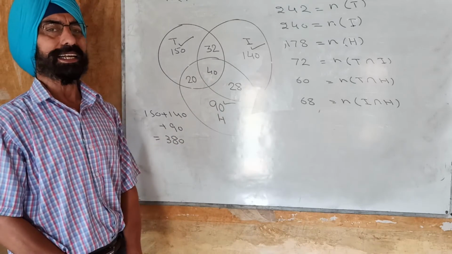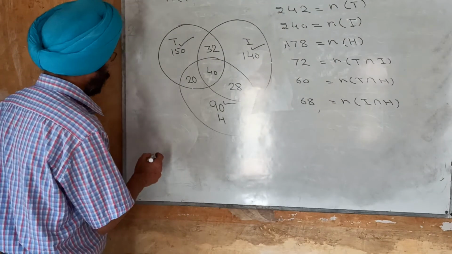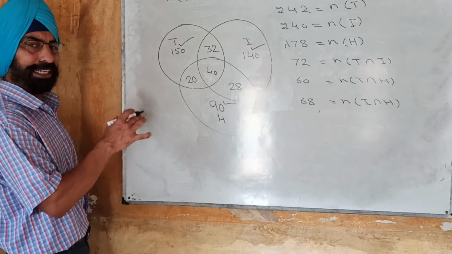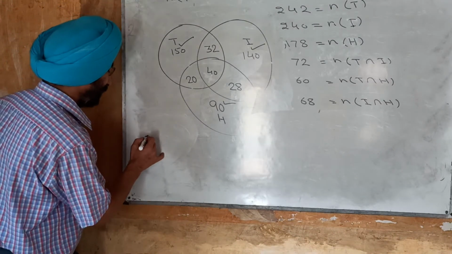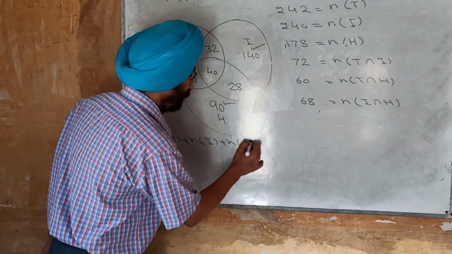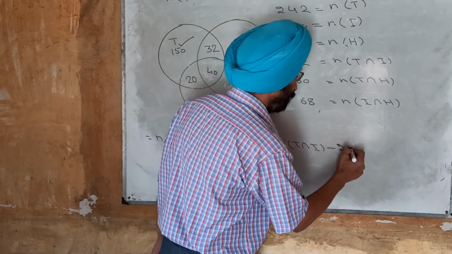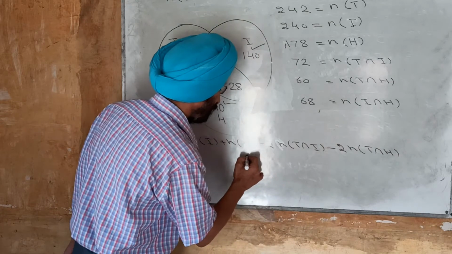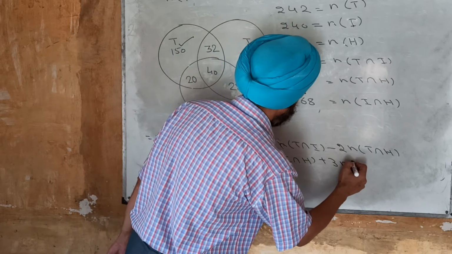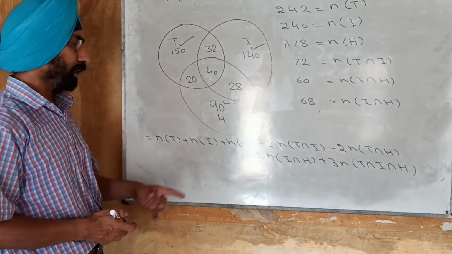But this is diagrammatically. If we are to find it analytically, then in the previous video we discussed the number of families with exactly one. Exactly one means T but not I and H, I but not T and H, H but not T and I, and it was equal to N(T) plus N(I) plus N(H) minus 2 times T intersection I minus 2 times T intersection H minus 2 times I intersection H plus 3 times T intersection I intersection H. This was the formula we saw yesterday analytically.